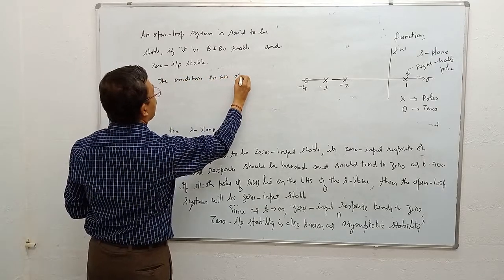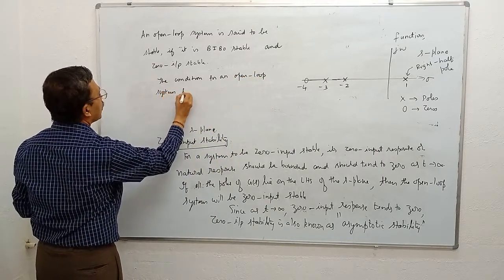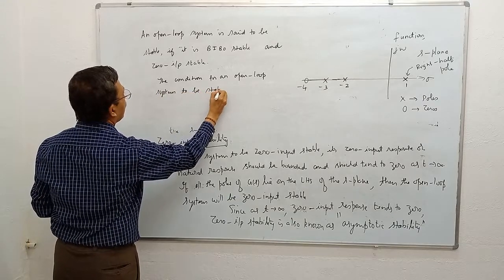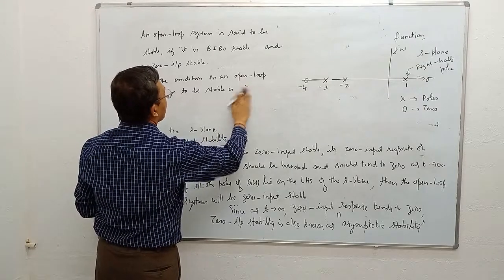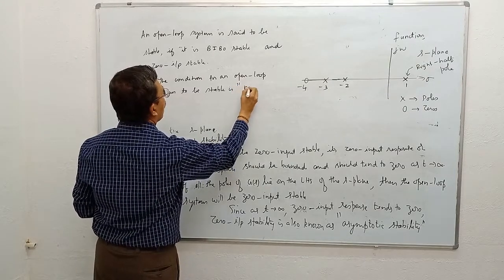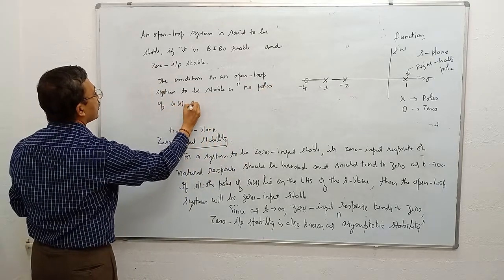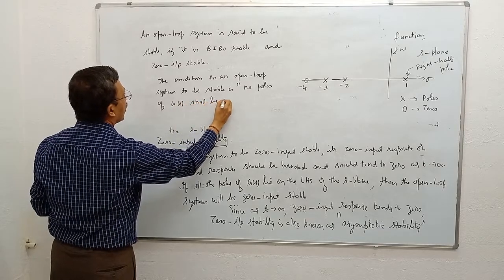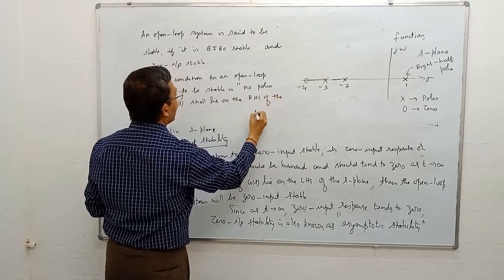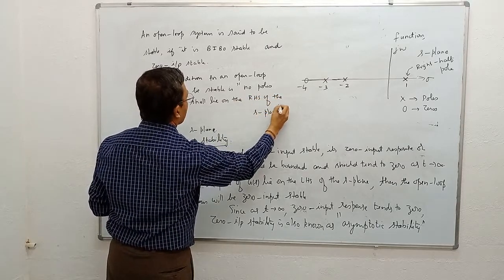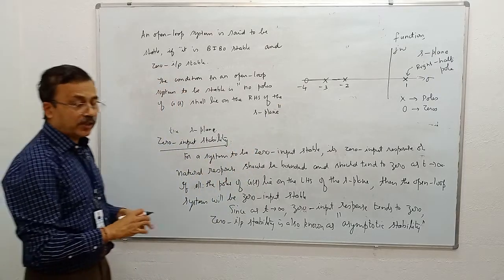The condition for an open loop system to be stable is: no poles of G of S shall lie on the right hand side of the S plane. No poles of G of S shall lie on the right hand side of the S plane.